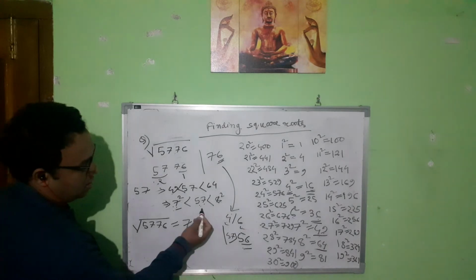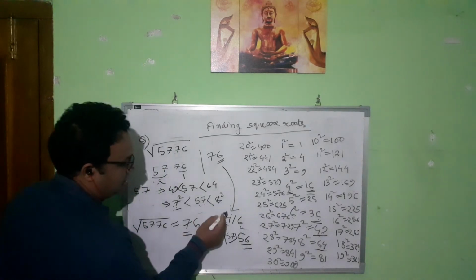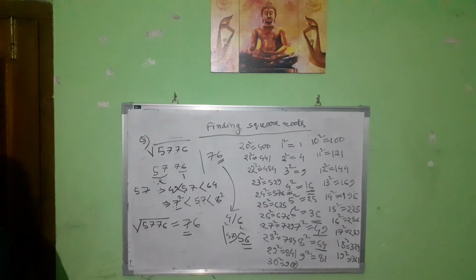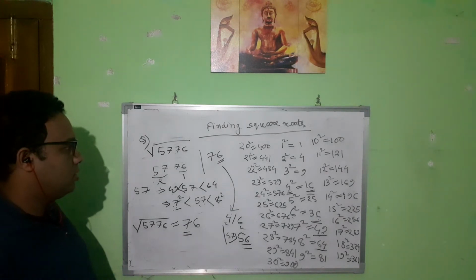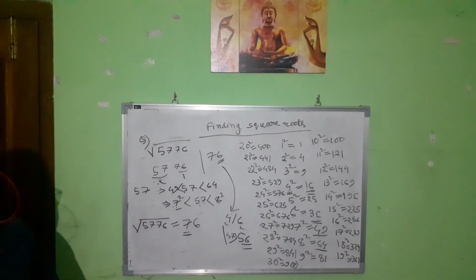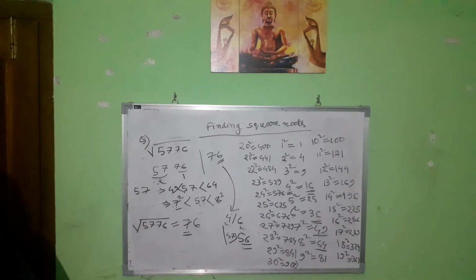If this number is smaller than this number, then the smaller number will come to the answer. So I hope you understand this problem. So you can easily apply this method to find the square root of any number. Thank you.